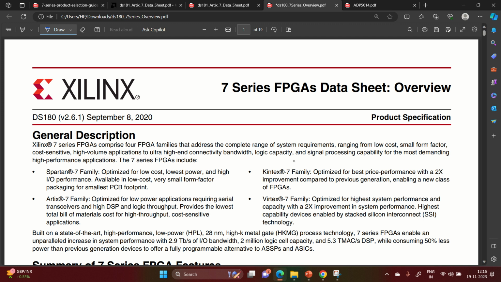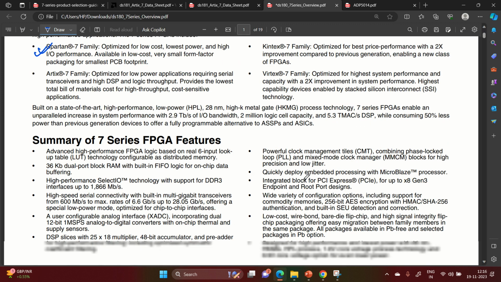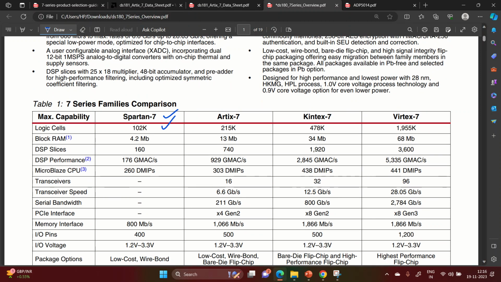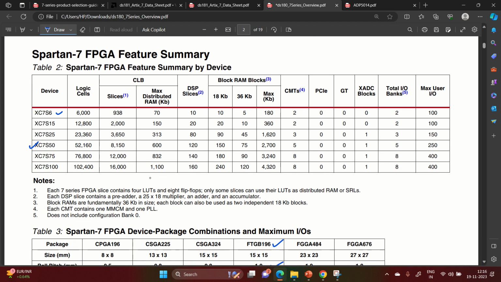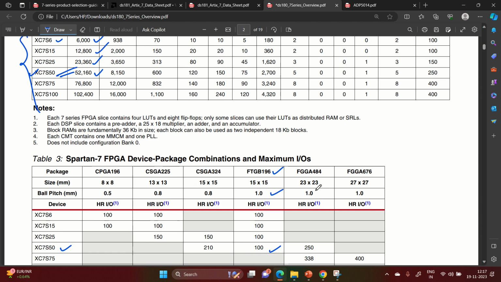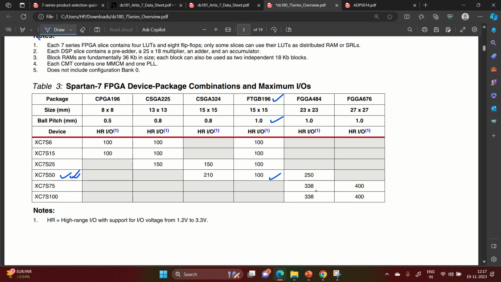In the datasheet overview, we have seen Spartan 7 already, we have selected the device based on Spartan 7, and we have enough number of logic cells and all these things, so we need not worry about that. Then you can see based on the family, we have logic cells of around 6,000, 12,000, 23,000 and 52,000. Okay, so our main focus is XC7S50. As you can see, this device was selected because it has compatibility with 4 devices, from XC7S6 to 15, 25 and 50.